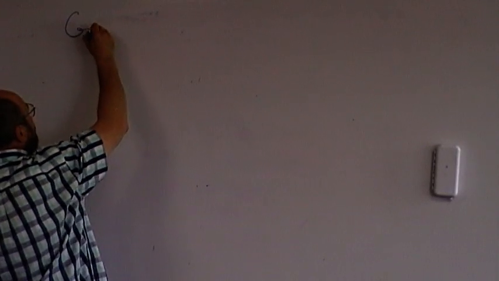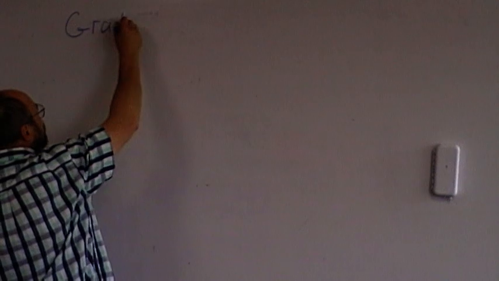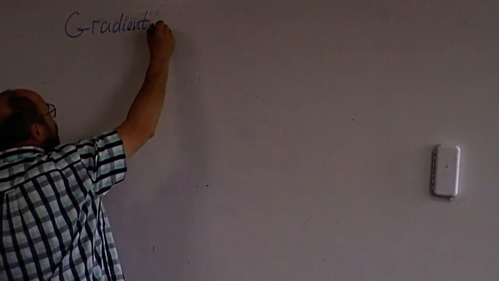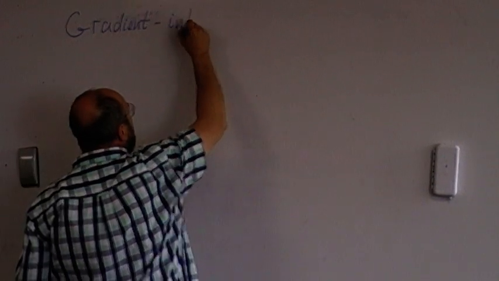So, today our learning intention is to learn how to sketch straight line graphs. And there are two methods of sketching linear graphs. First method is the gradient intercept method.